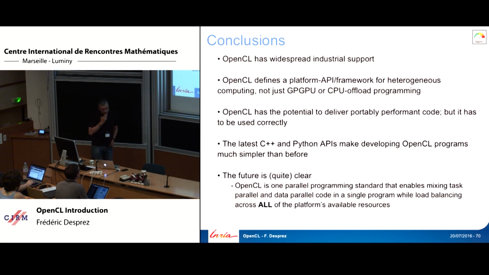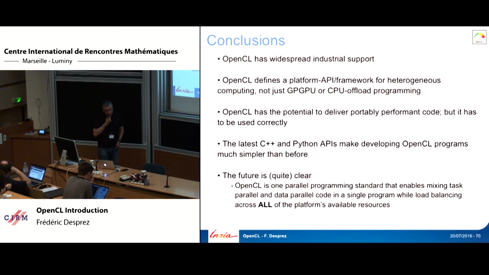So, as a conclusion, OpenCL has widespread international support. It was adopted by a lot of industrial processor providers. It's quite a platform-independent API for heterogeneous platforms, not only GPUs or CPUs. You can have some quite portable, performant code if you don't tune it for some specific hardware, of course. But it has to be used correctly and it's not that simple.